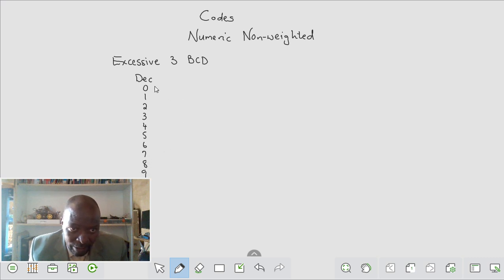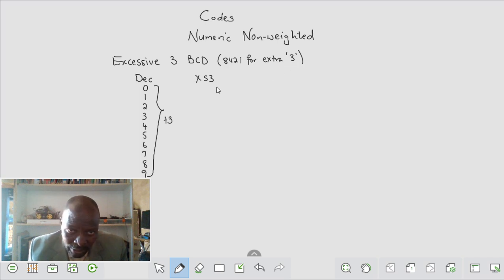Now for them to be excess 3, you have to add 3 to each and every one of them. So 0 plus 3 becomes 3, which in 8, 4, 2, 1 is what? That is excess 3.